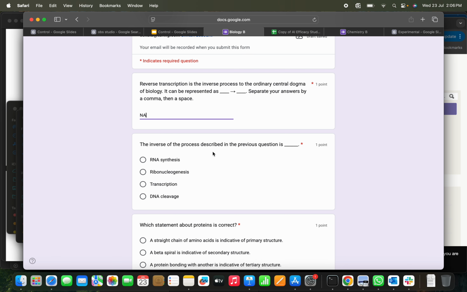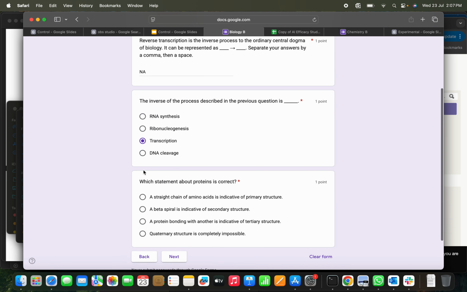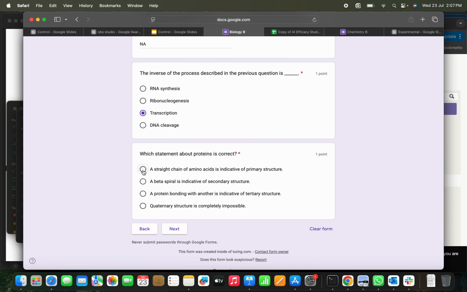The inverse of the process described in the previous question is reverse transcription. Genesis, RNA synthesis, ribonucleogenesis, transcription. Presented as. So I have to give something which is the inverse of that. So it can be transcription because we are asked about reverse transcription. Let's go with transcription.